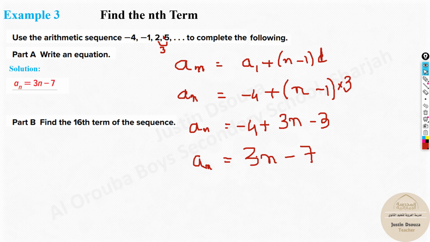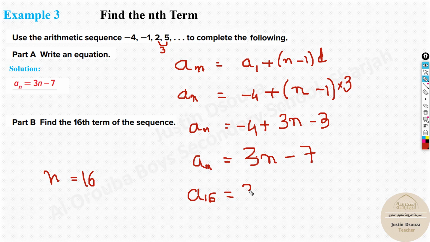Now what else? They have not only asked for this equation, they have also asked one more thing, that is to find the 16th term of the sequence. How do you find the 16th term? Now the 16th term over here means a16, that's it. n is 16.